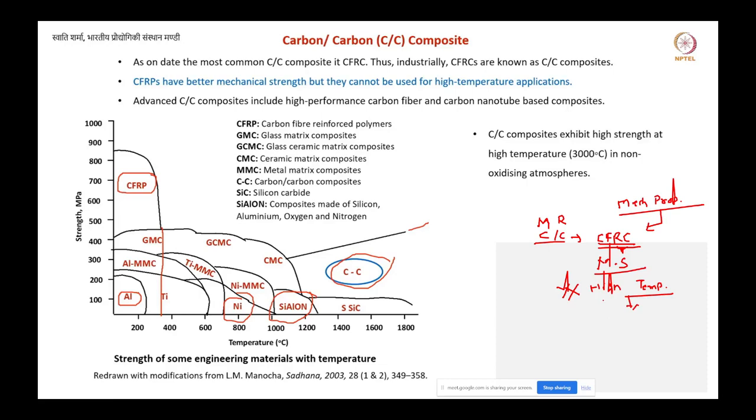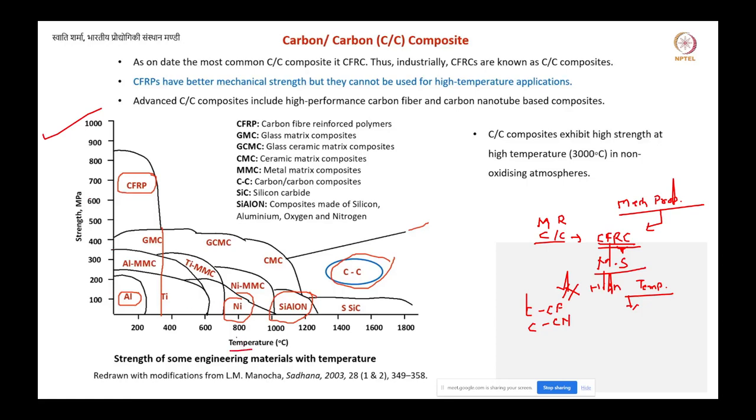Now the advanced carbon composites include high performance carbon fiber and carbon nanotube based composites. So it is saying that you will have carbon and the carbon fiber, carbon and the carbon nanotube composite. So this is the plot. This plot will mainly give you the property, what kind of composites you will be using as per the strength required. This is the temperature required and the strength required.